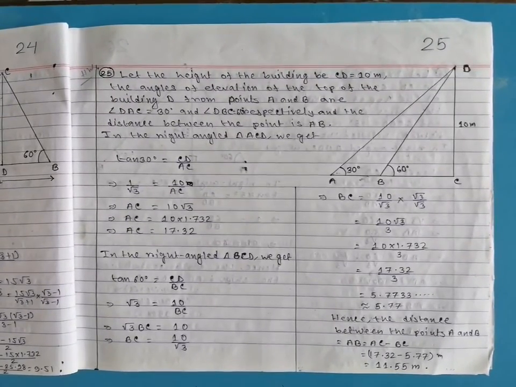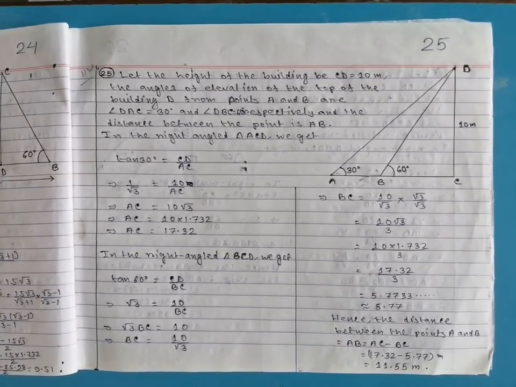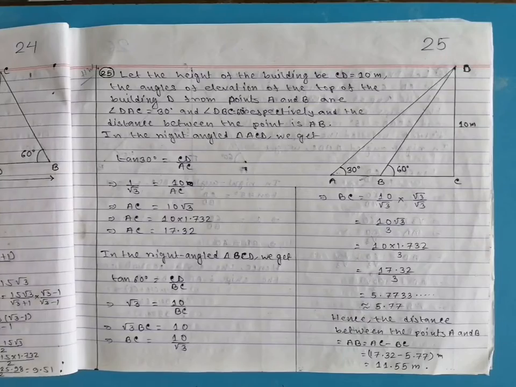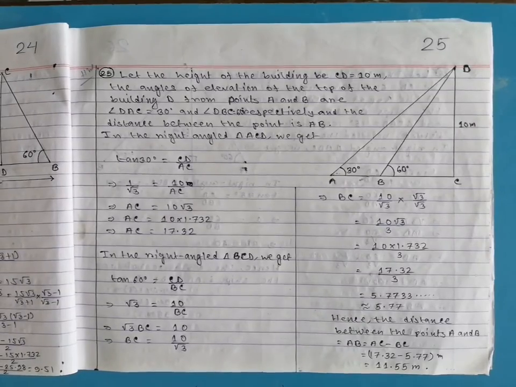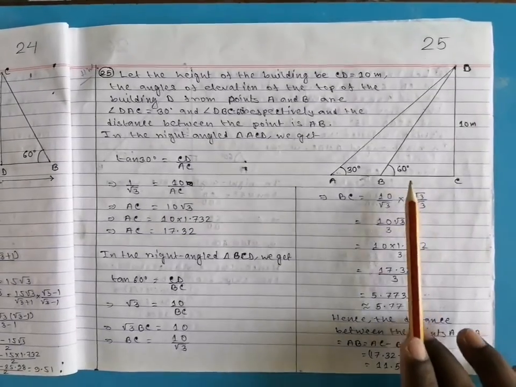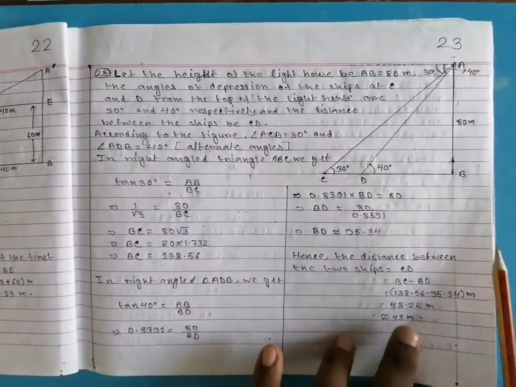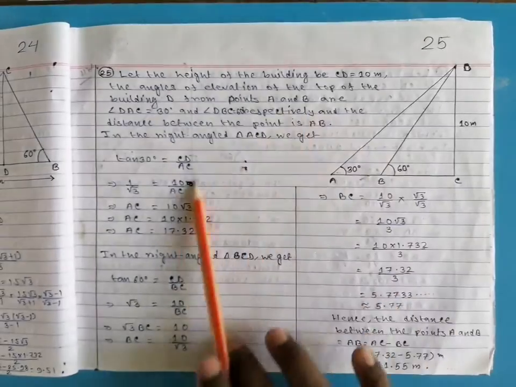In question number 25, from 2 points A and B on the same side of a building, the angles of elevation of the top of the building are 30 degree and 60 degree respectively. If the height of the building is 10 meter, find the distance between A and B correct to 2 decimal places. This is the same as question number 23 here. Okay, so you can solve by yourself.